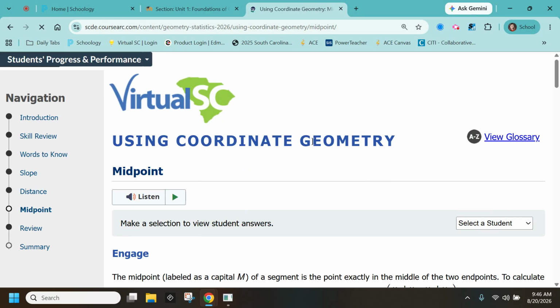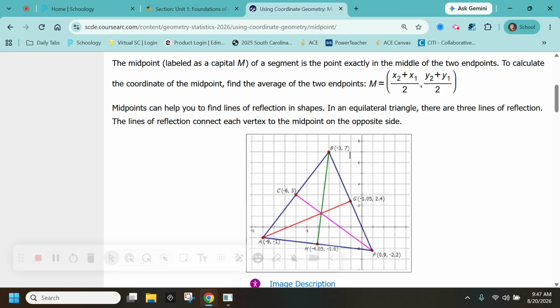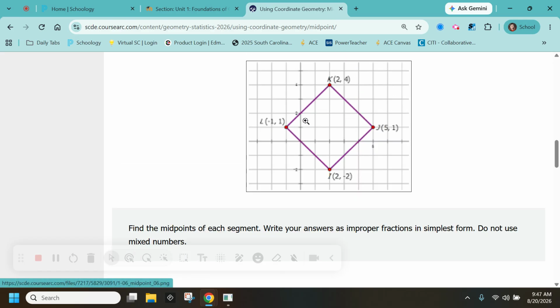Moving on to midpoint, we have the midpoint of a segment labeled as capital M. Again, you have your formula. It's the average of the x's and the average of the y's. So add them together, divide by 2, because there's 2 points. Add them together, divide by 2. Few examples. We're going to jump down to guided example 1. We are finding the midpoint of each of these sides of this square.